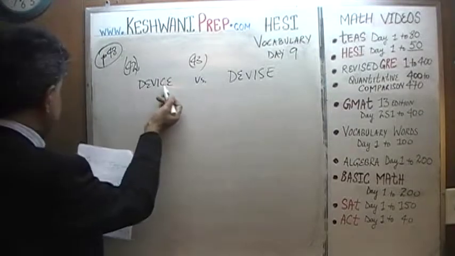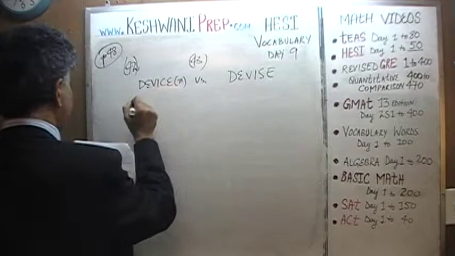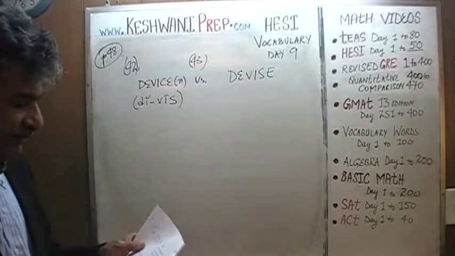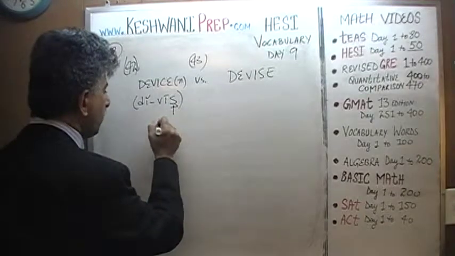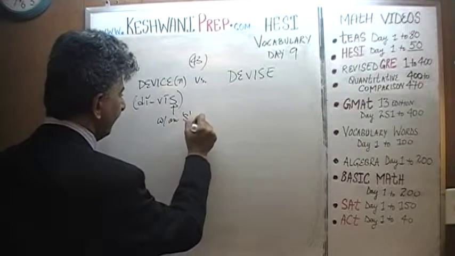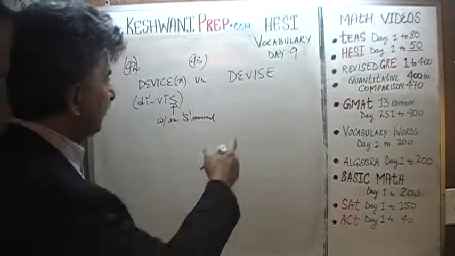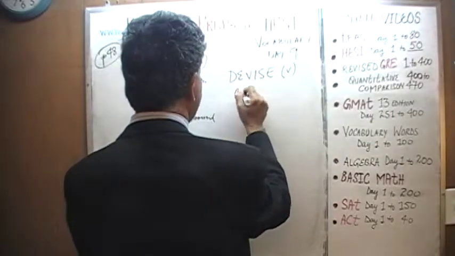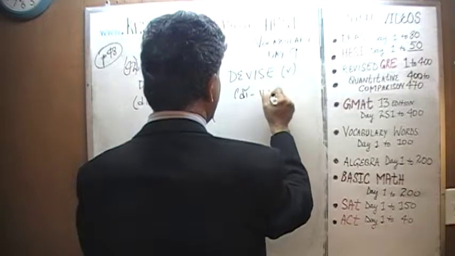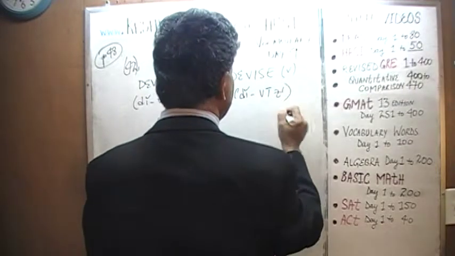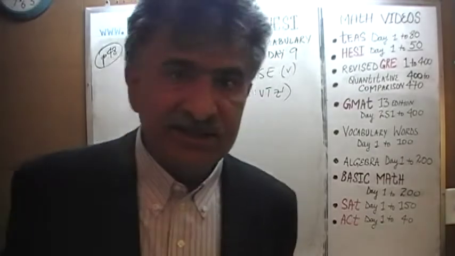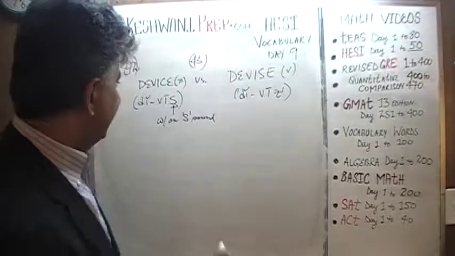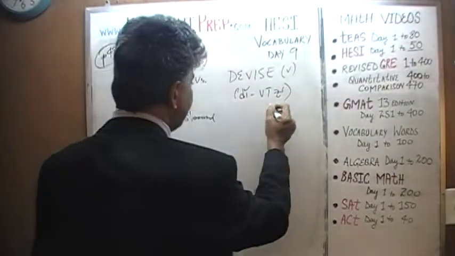The one that is spelled with a C is a noun and is pronounced device, with an S sound. And the one that is spelled with an S is a verb and is pronounced devise, with a Z sound at the end.